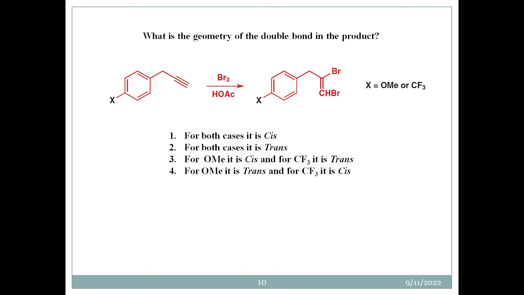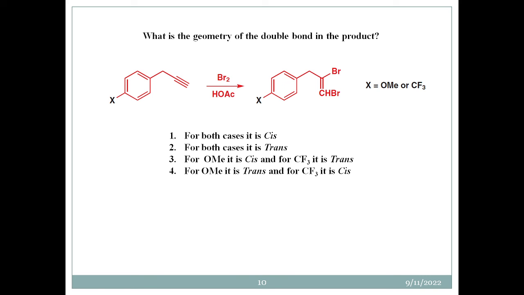Sir, in the case of CF3, a highly electron withdrawing group, it is trans, and in the case of OMe, it is cis. So option 3: OMe is cis, CF3 is trans. Yes, sir. I think you are right.